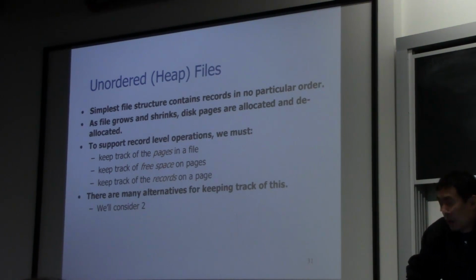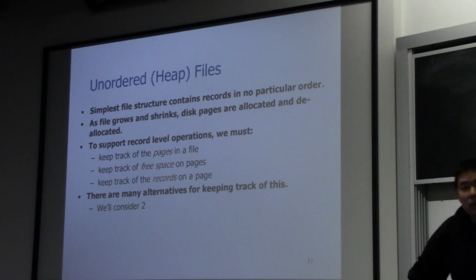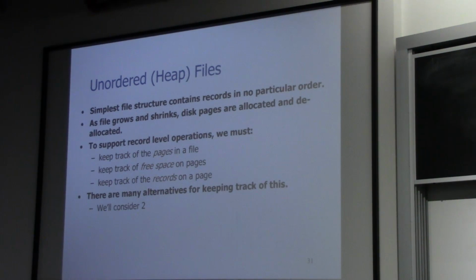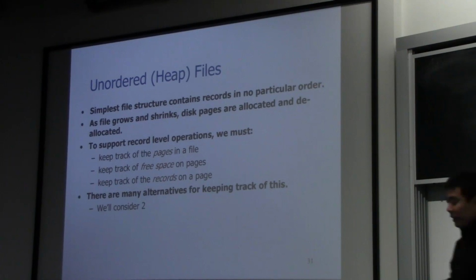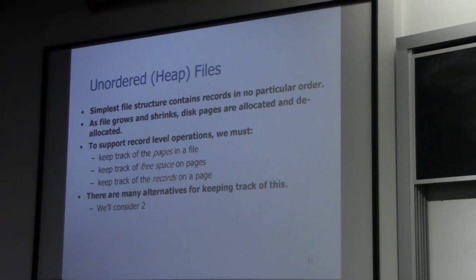So the default file structure used by the DBMS to organize records from different tables is what we call unordered heap file. So this name, actually, I don't like this particular name, but this naming convention already exists, so nothing I can do about it. The reason I don't like this naming convention is heap file.